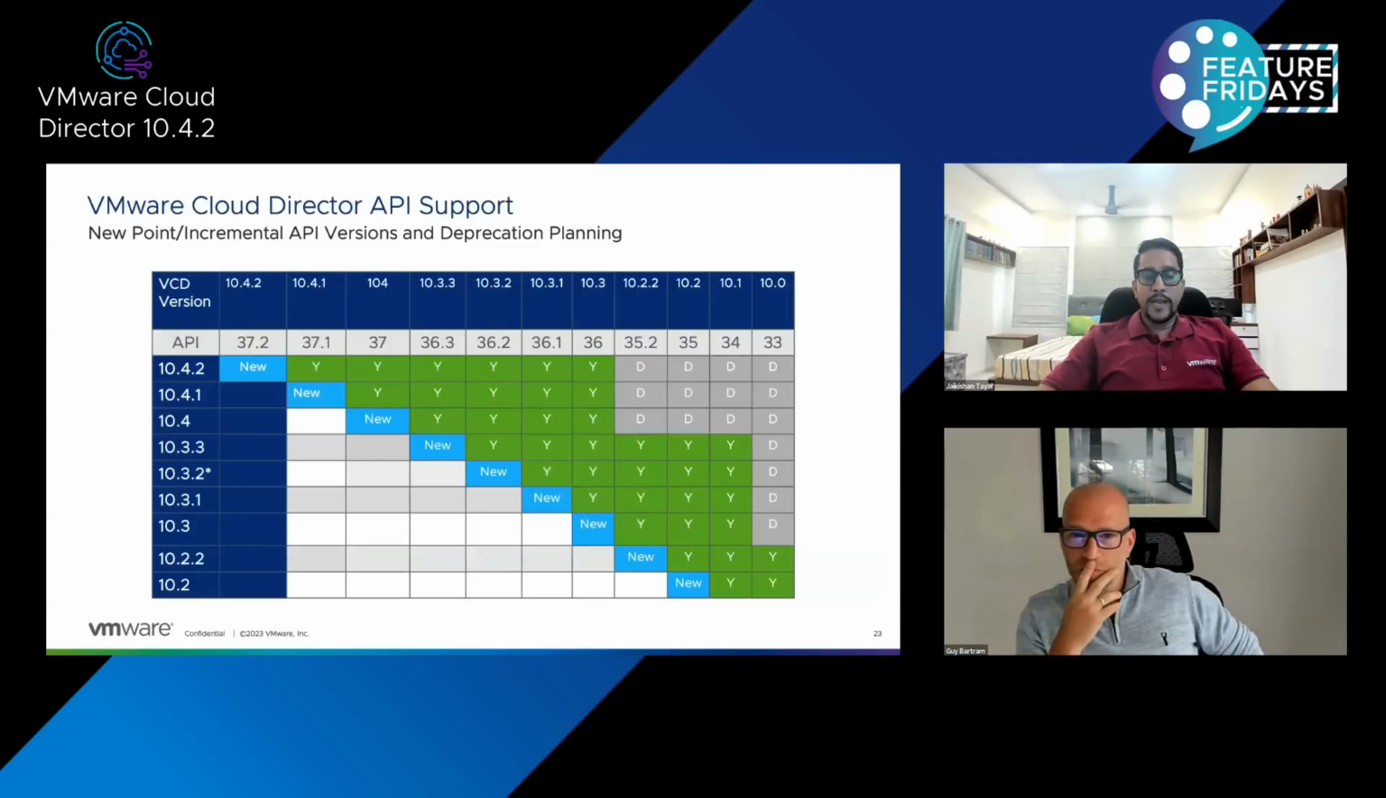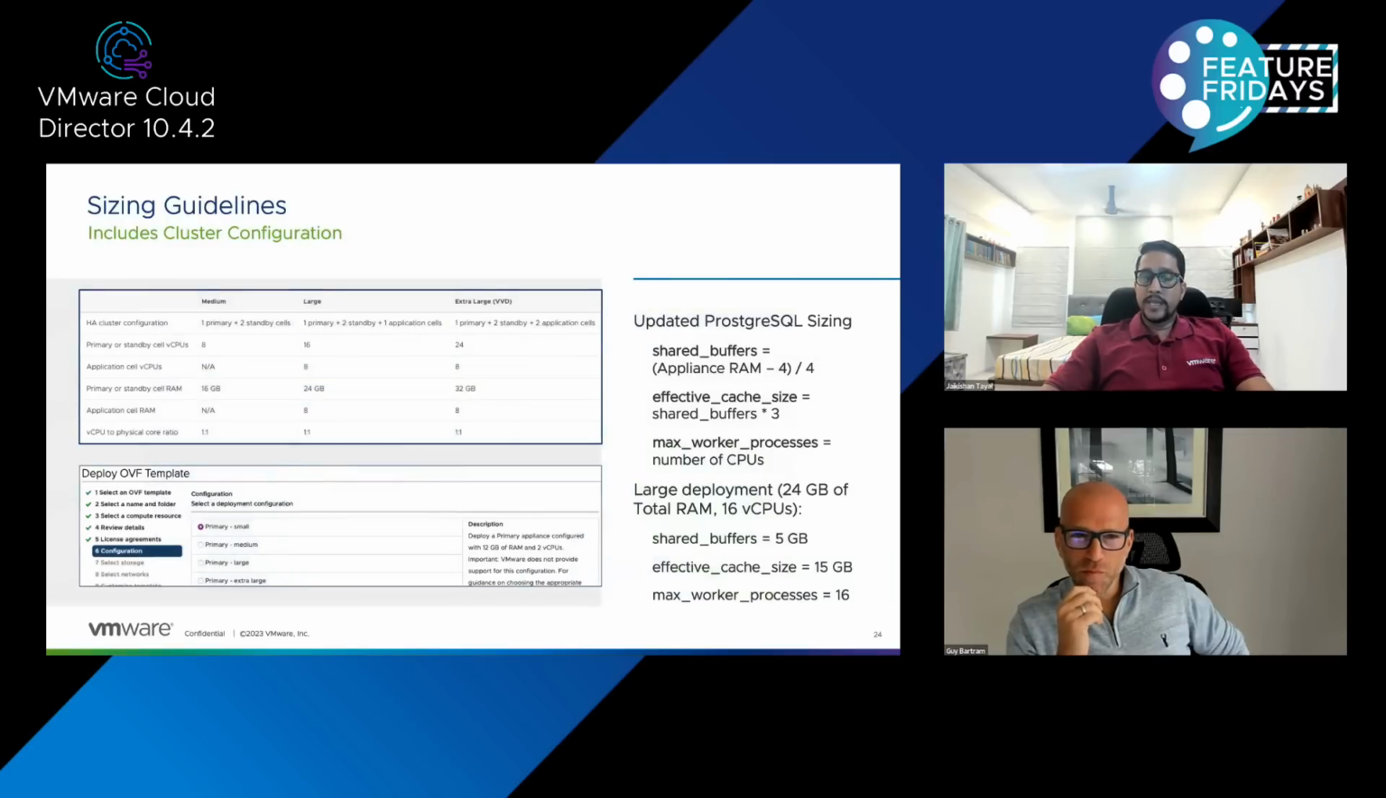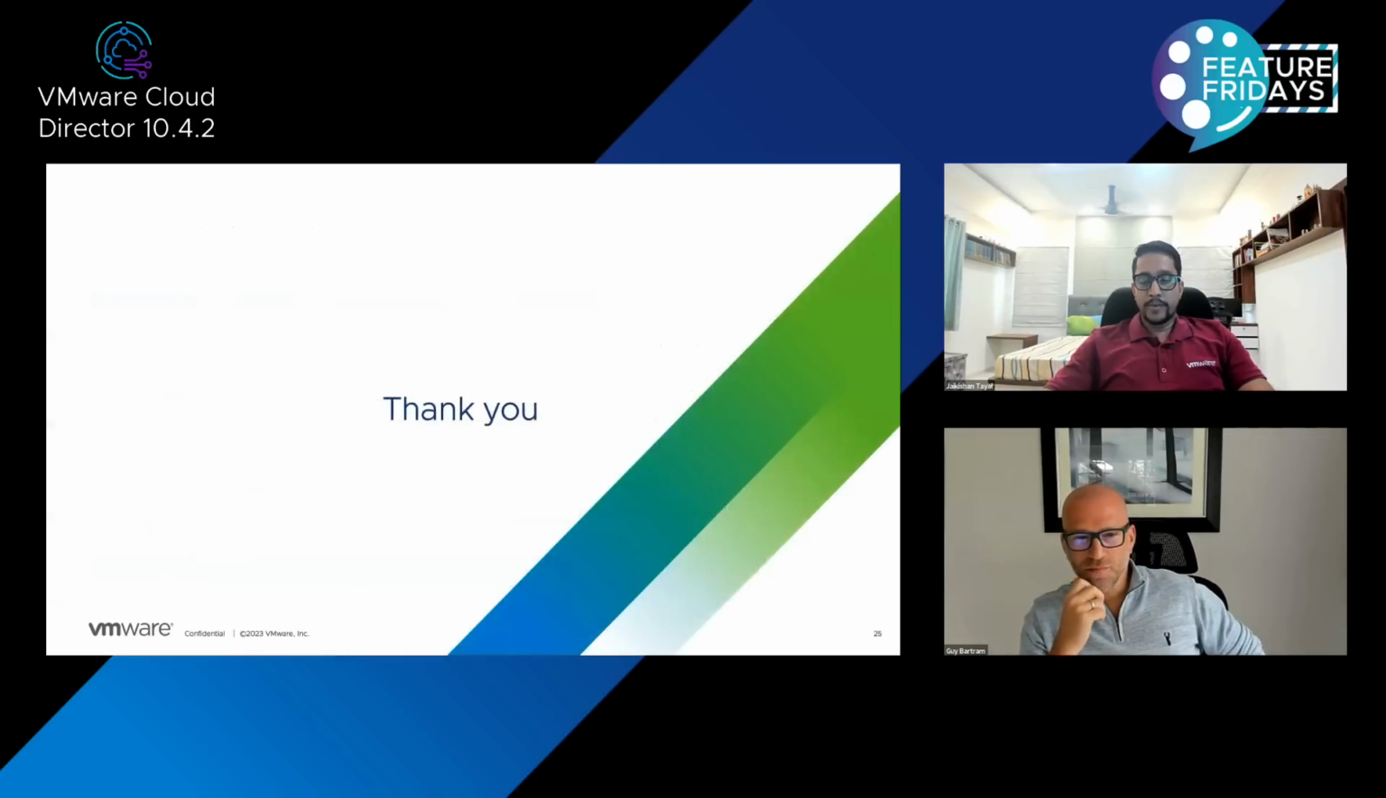Oh yeah, we have one more slide. With 10.4.2, we support API version 3.7.2. It's a new version of the API, so if you're using 10.4.2, use this API version for all your scripting and API tools. The sizing guidelines remain the same. Sizing guidelines only change for every major release, and since this is a 10.4.x release, the sizing guideline remains the same. And with that, I believe we are at the end of the presentation.